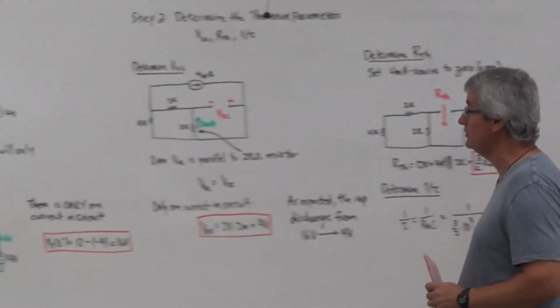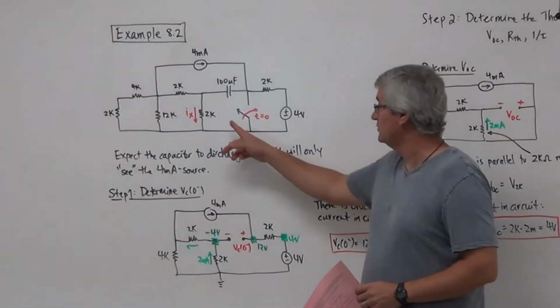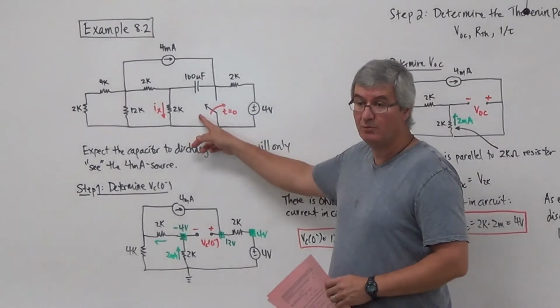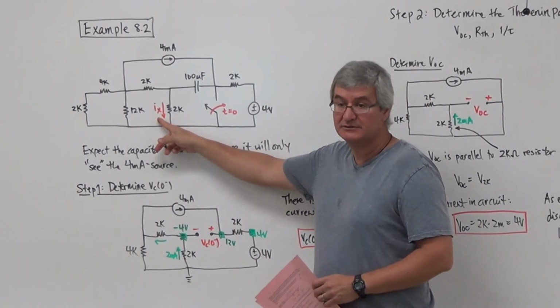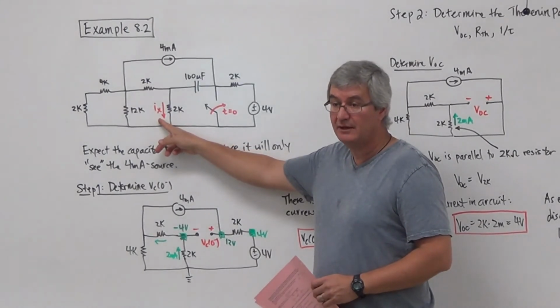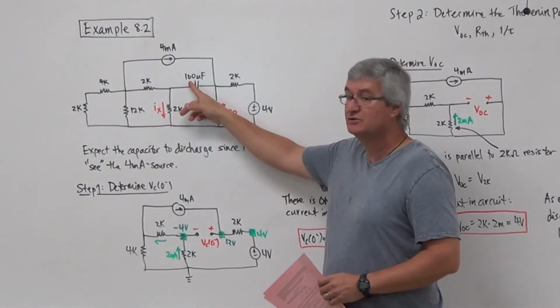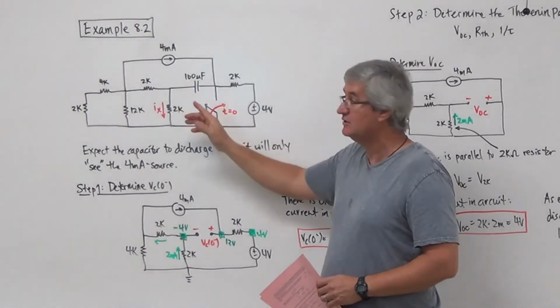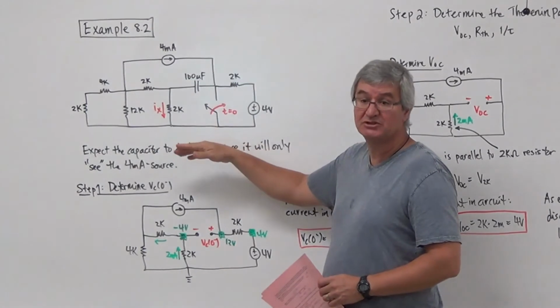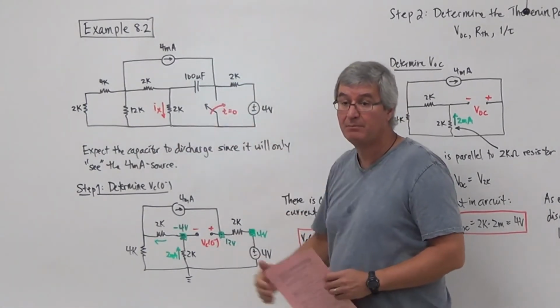So, what we were doing here is looking at this example 8.2, and this is what the original circuit looks like. What we wanted to do here is calculate the current IX. How do I calculate the current IX? By calculating the voltage across the capacitor, and then from the capacitor voltage, I look at the circuit when the switch is thrown, and then I solve that problem.